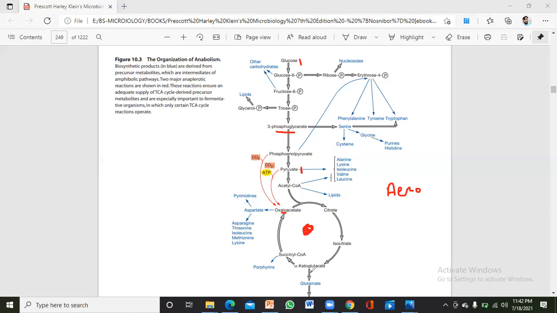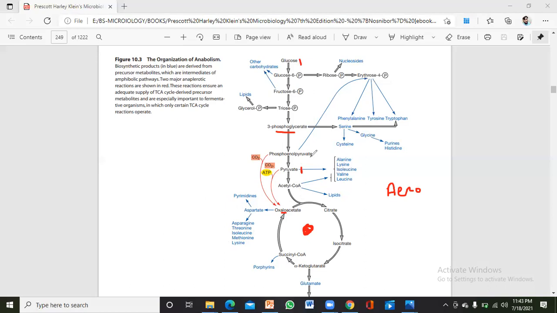There are chemical reactions that are known as anaplerotic reactions. Anaplerotic reactions, and these are the chemical reactions, just look here, this is marked in red. These are the chemical reactions that are involved in the synthesis of precursor metabolites from other precursor metabolites.